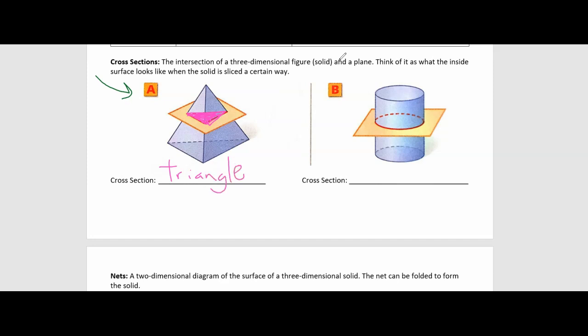Now, this is not the only way that we could slice a triangular pyramid. I could slice it vertically. I could slice it vertically through the vertex. I could slice it vertically not through the vertex. Let me give you an example.